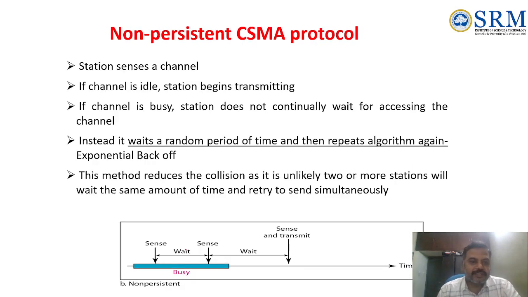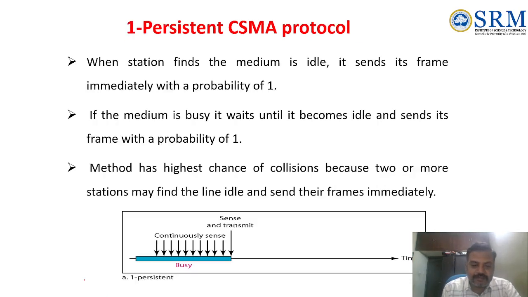The next type is the non-persistent CSMA protocol. In non-persistent CSMA, when a station has data for transmission, it senses the medium. If the medium is idle, or free, the data is transmitted immediately. Otherwise, if the station finds the medium to be busy, it waits for a random amount of time.